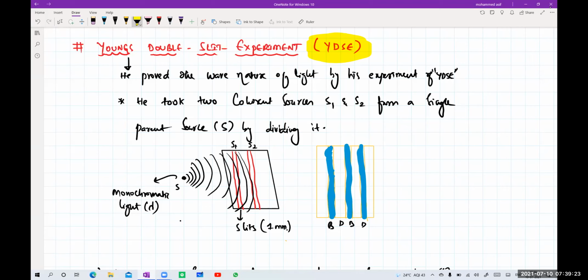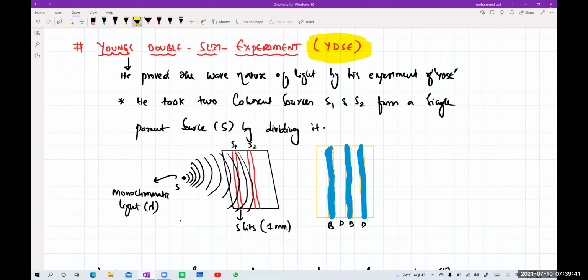Newton told that light always travels in the form of corpuscles, that is, particles. Later on, Huygens proposed that light has a wave nature, but he couldn't give a very detailed explanation for that.